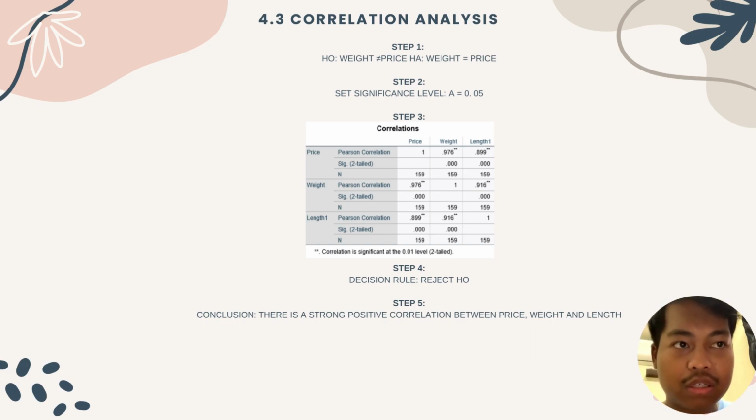Step 3 is we construct a correlation table with price, weight, and length. Step 4 is we make a decision rule, which is to reject the null. The last step is we make a conclusion. In this case, the conclusion is there is a strong positive correlation between price, weight, and length.